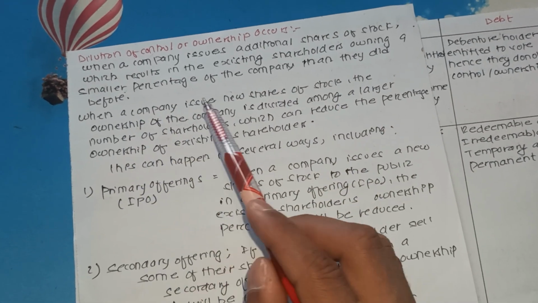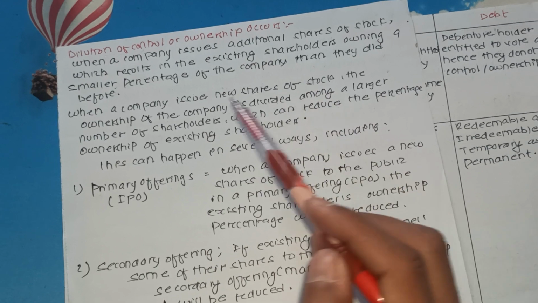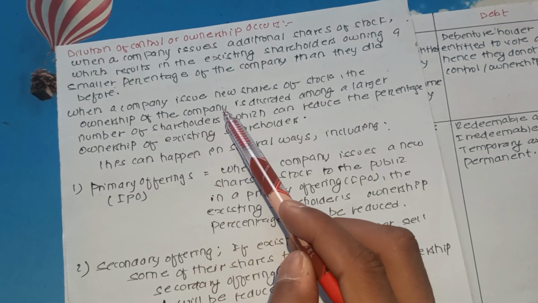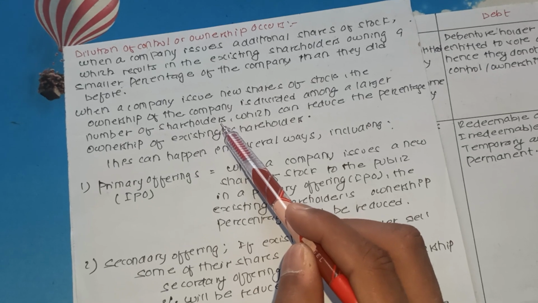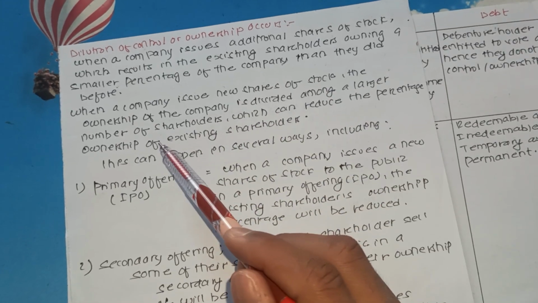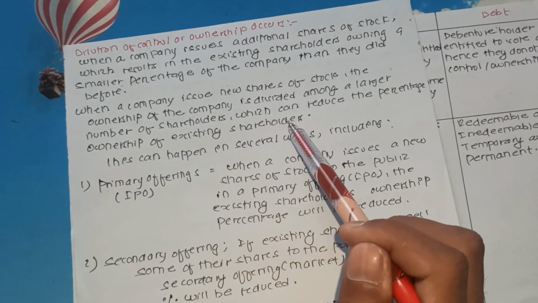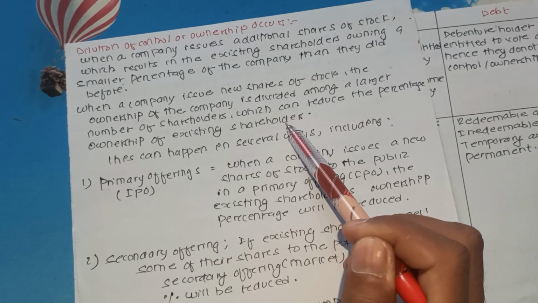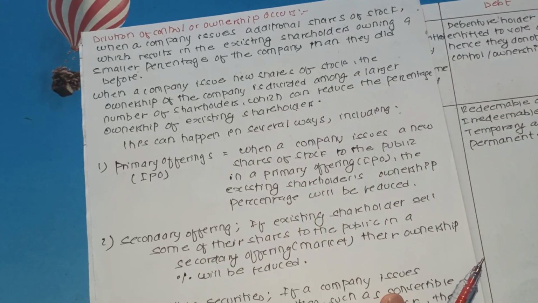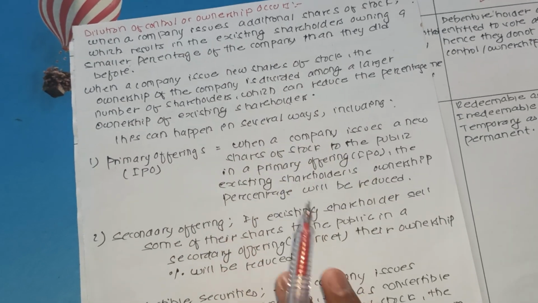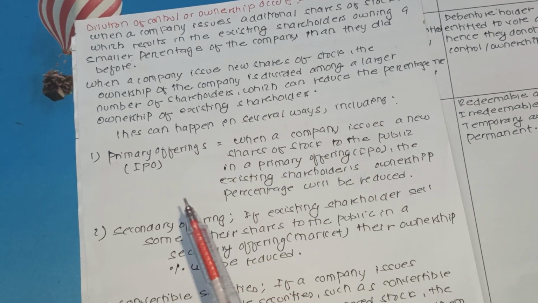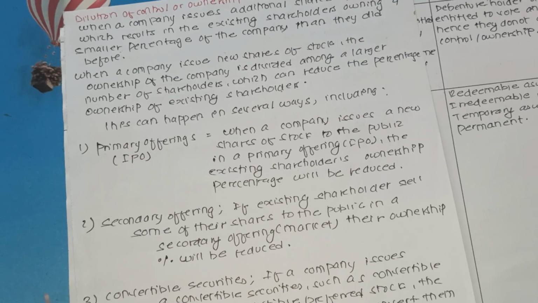That is, when a company issues new shares of stock, the ownership of the company is divided among a larger number of shareholders, which can reduce the percentage ownership of existing shareholders. I think you have understood about it. This can happen in several ways, including how ownership can be diluted.